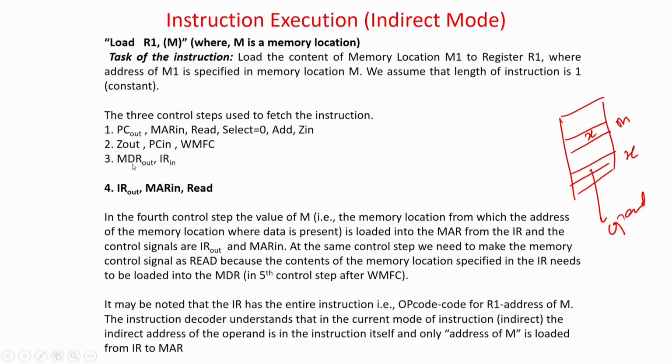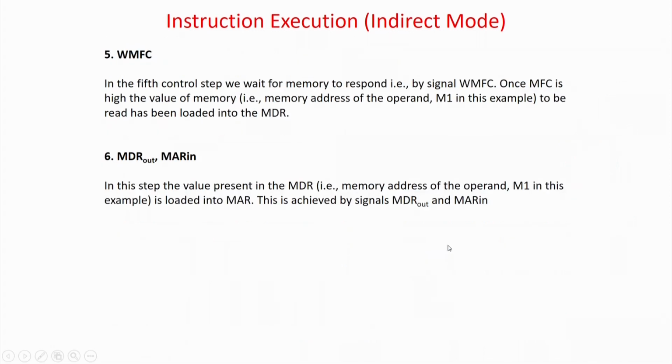After executing the third control step, the instruction register IR has the value of load R1 M. So, in the fourth stage I am going to take the value of M and feed it into the memory address register, so that you can read the value of memory location M, that is X in this example. So, IR out, that is you take the value of M and dump it into the memory address register, so that now I can read the value of X. Of course, in stage 5 we have to wait till everything is ready.